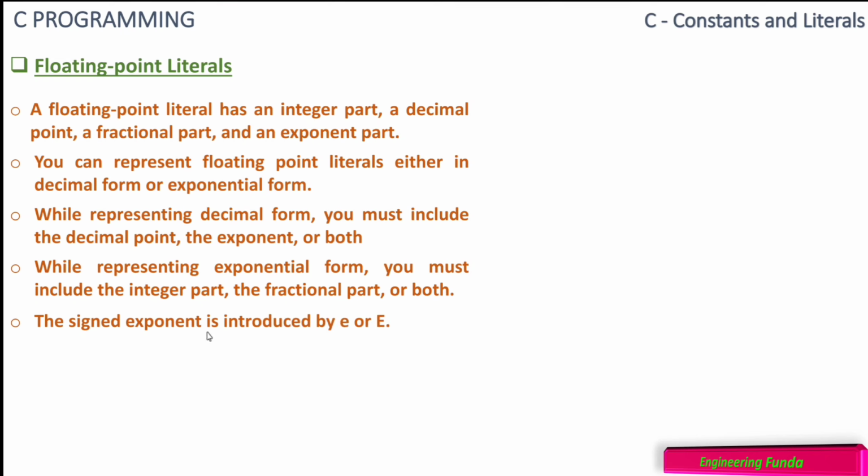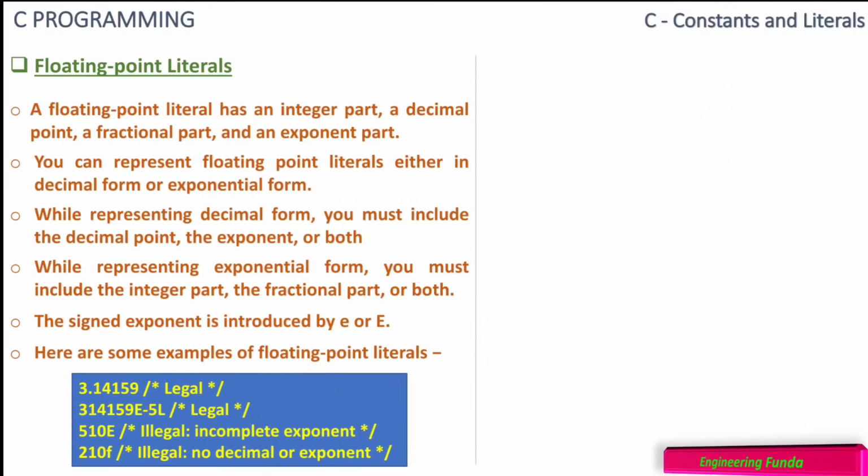The signed exponent is introduced by small e or capital E. So if you are having a signed exponent, then you have to write this e before writing the exponent value. So here are some examples of floating point literal. Below given are 4 such examples. 3.14159 is legal, and this is a decimal point. We have the integer part and the fractional part.